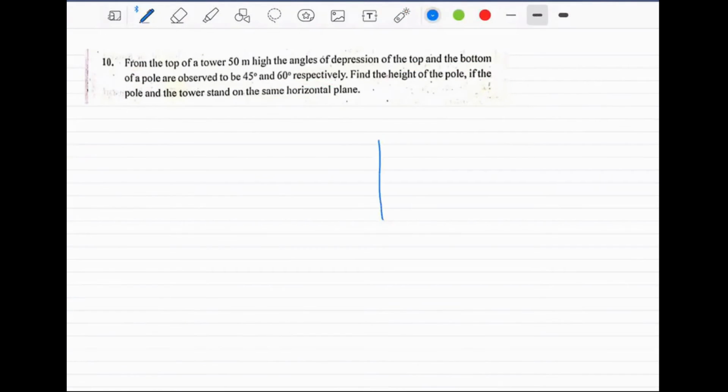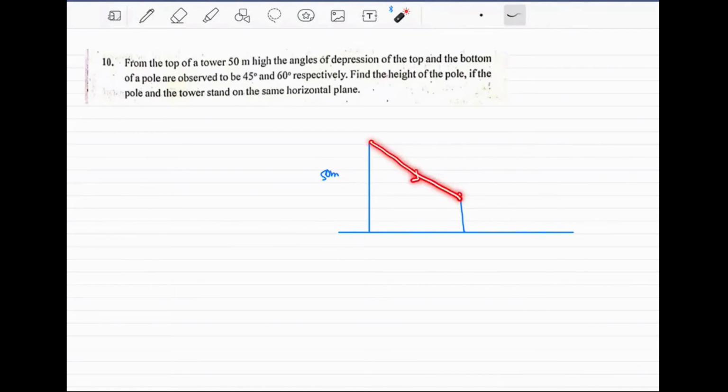There is a tower here. You have to always have the ground. From the top of the tower, here is your ground. Here is a tower. How tall is the tower? The tower is 50-meter high. A person is looking down, okay, looking down to what? To the top and bottom of a pole. So we have a short stick here. So the person is looking down to the top and he's also looking down to the bottom.